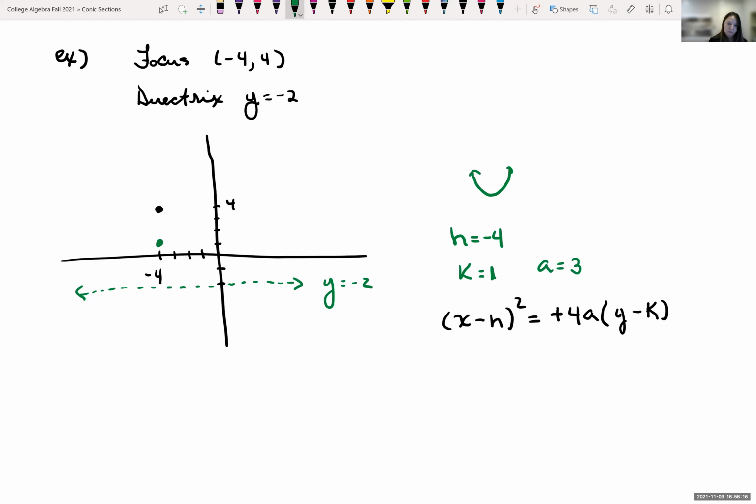And so now we can start plugging in what we have. And so we have x minus -4, so we have x plus 4, quantity squared, equals 4 times a, but a is 3. So 4 times 3 gives us 12, all times y minus k, and k is 1. So y minus 1.